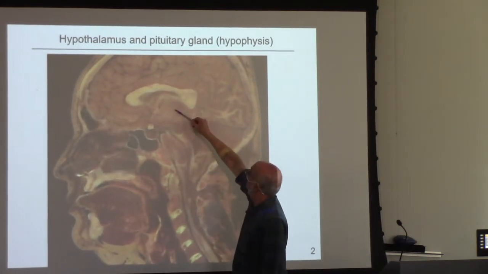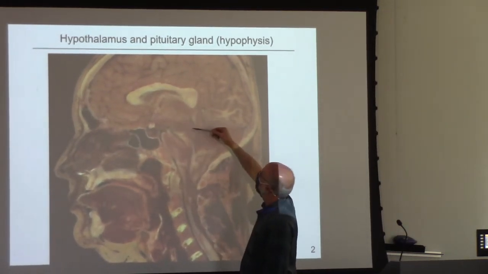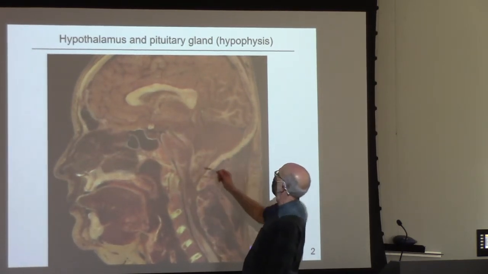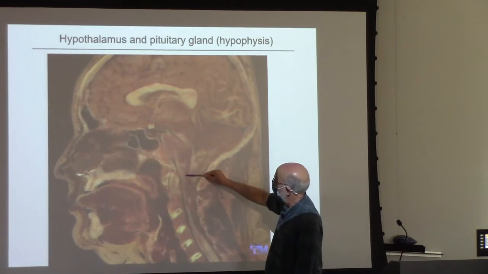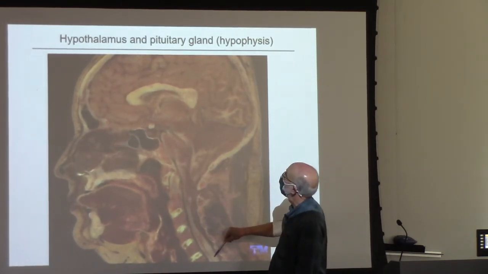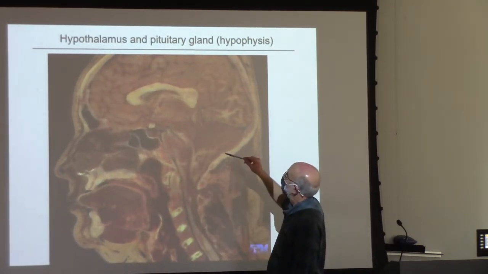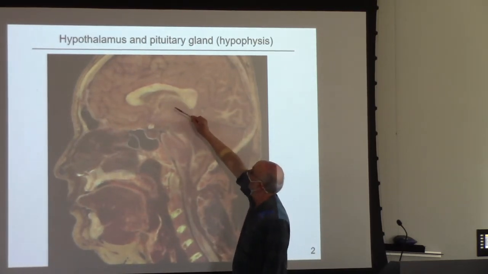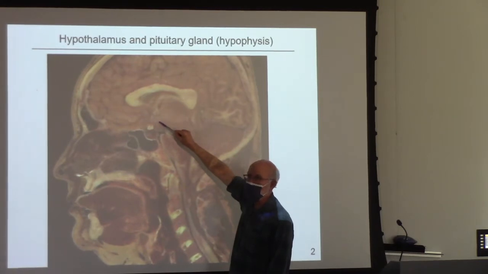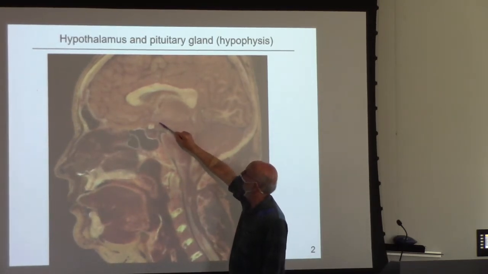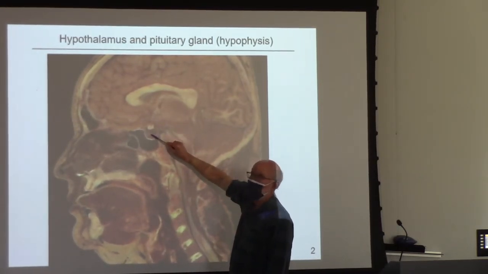thalamus, midbrain, cerebellum, pons, medulla, spinal cord, thalamus, hypothalamus. Now we're getting into what we need to know. Hypothalamus, pituitary.